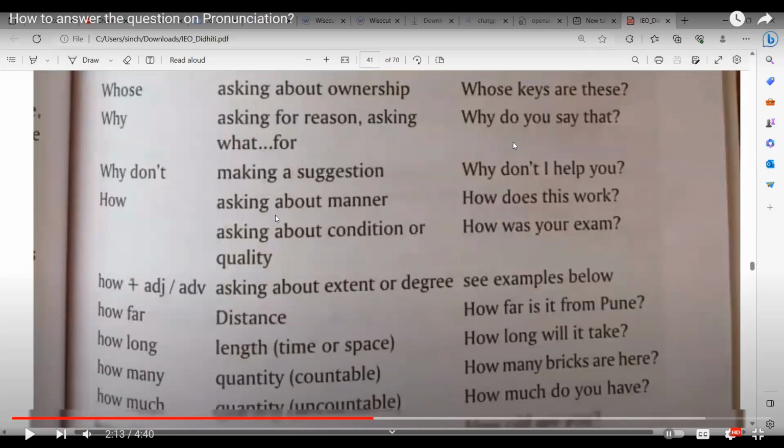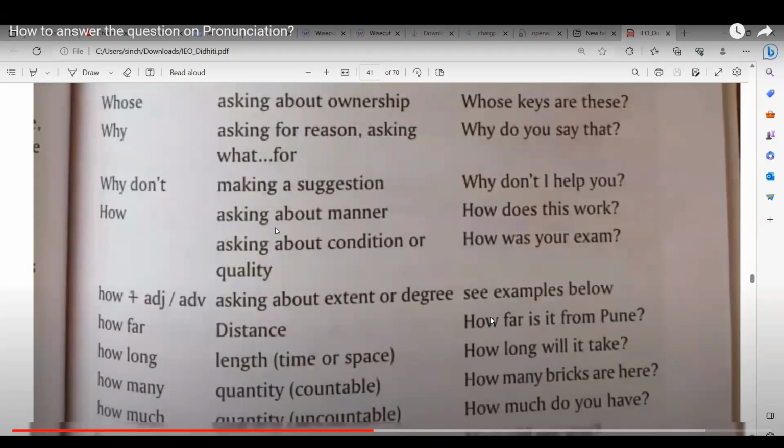Rajdeep, give me an example with whose. Whose book is this? It is whose book? This is wrong, beta. The question is: whose book is it? Yes. Okay, Abhishekta, can you give me an example with whose?